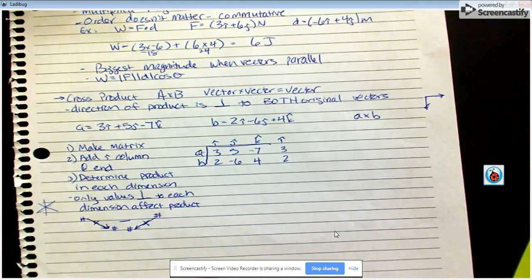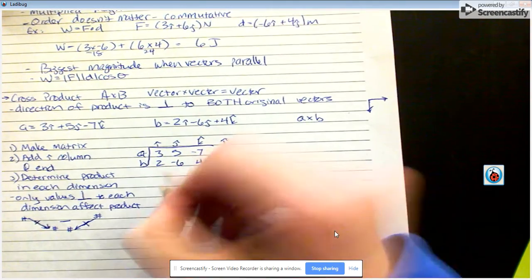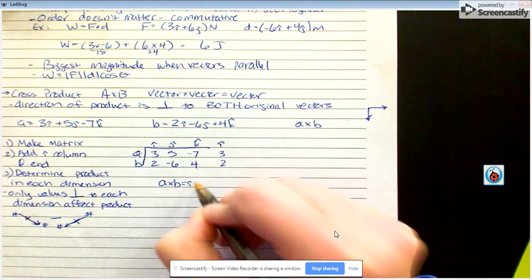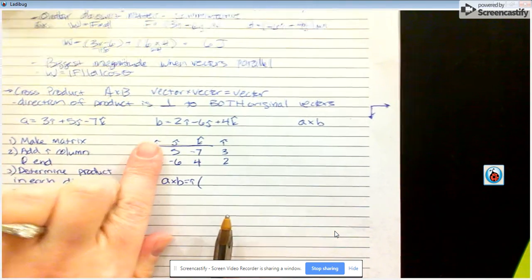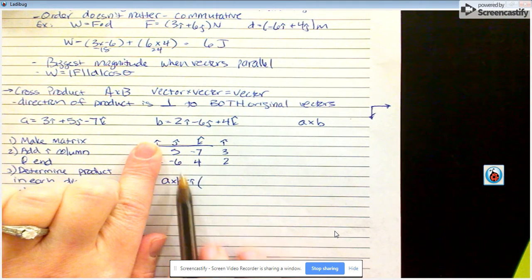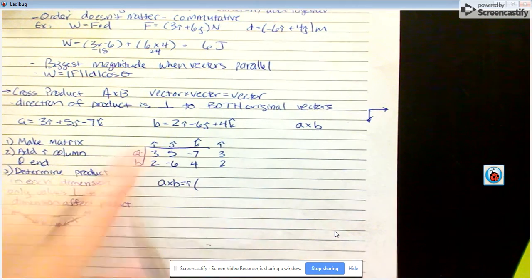Okay, trust me here. Let's see it in action. It'll all make sense. A cross B. So for the i hat direction, we don't care about the i hat column because only the values perpendicular affect our i hat product. So we don't even care about that. We just care about the j and k.